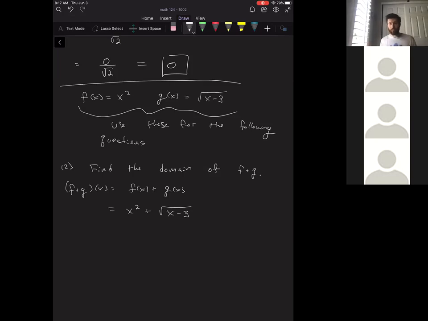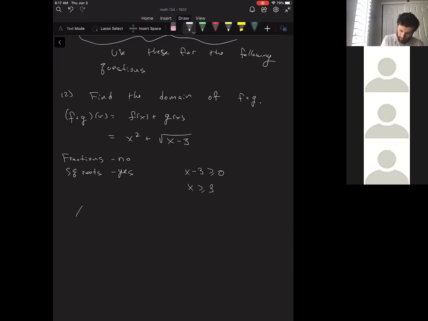So we want to find the domain, and like we always say, with domain we only worry about two things: fractions and square roots. We see no fractions here, so there's nothing to worry about with that, but we do see square roots. And whenever we see a square root, the inside of the square root needs to be bigger than or equal to 0. So our inside is x minus 3. So x minus 3 needs to be bigger than or equal to 0, which just means that x needs to be bigger than or equal to 3.